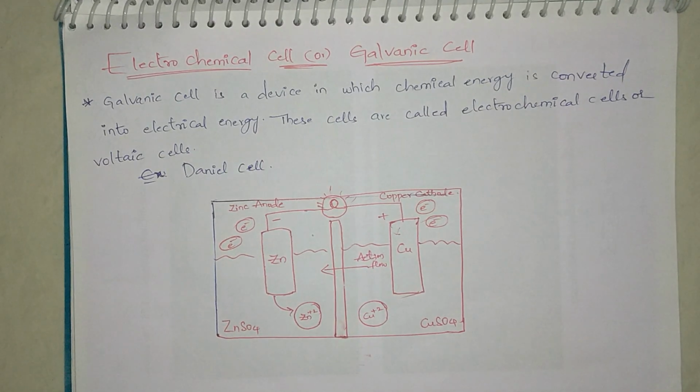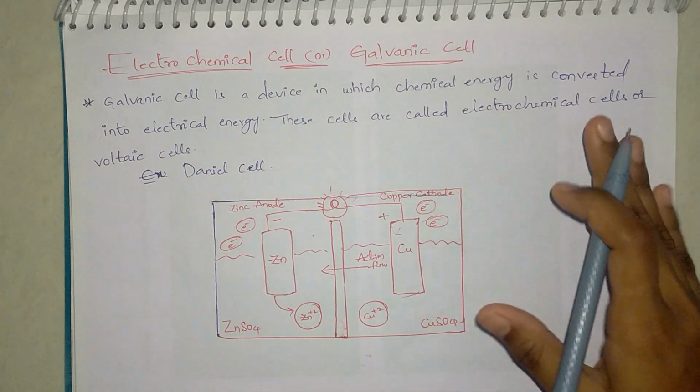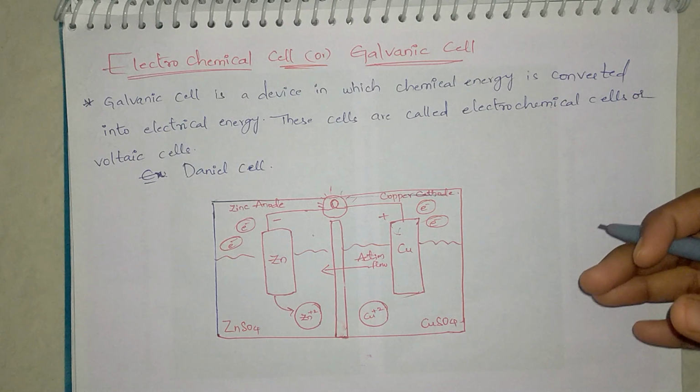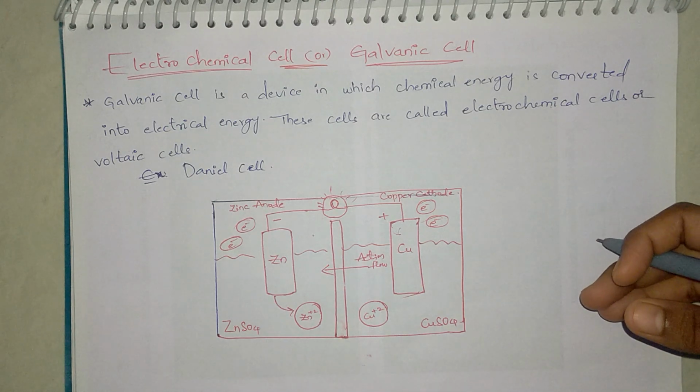Everyone. In today's video we are going to see about the electrochemical cell, which is also called a galvanic cell. This is the most important concept in chemistry as well. First, let's see what this galvanic cell is. It is a device in which chemical energy is converted to electrical energy.